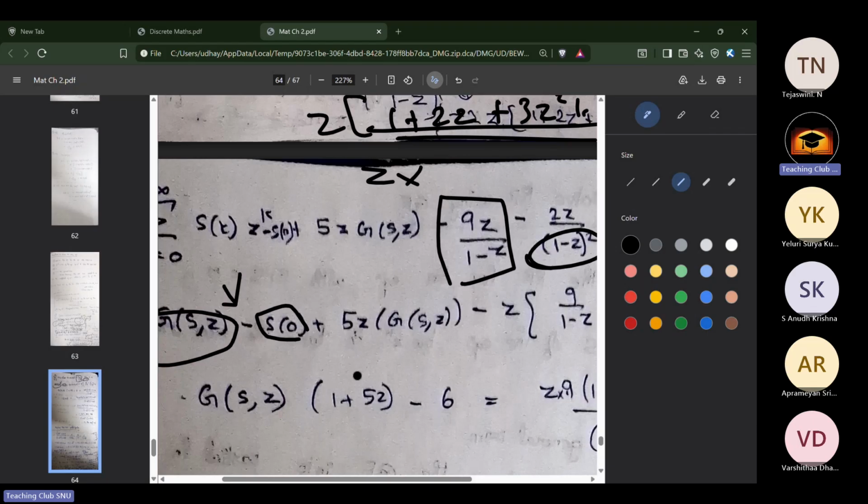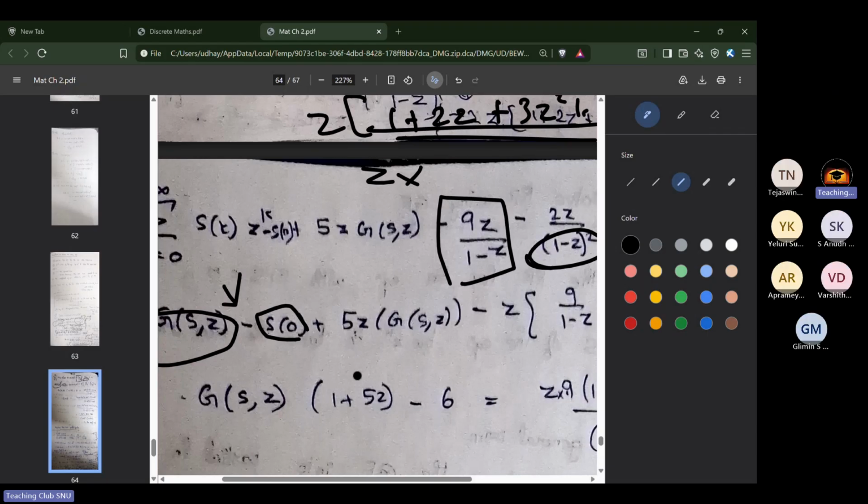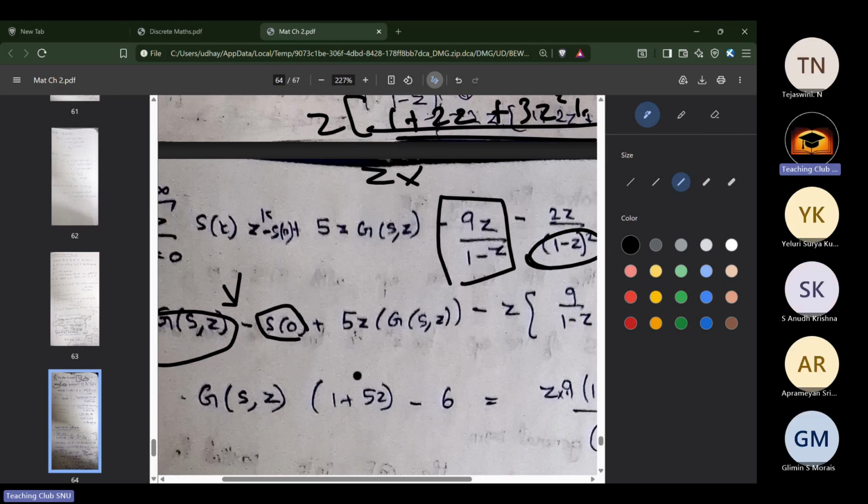Super. Now, after doing all that, what will you do? You will just take all the coefficients of z power k or z power n, whatever. You put everything in the summation form. I'll show you how it looks. It looks something like this. You put everything in terms of this. I've written everything for you.